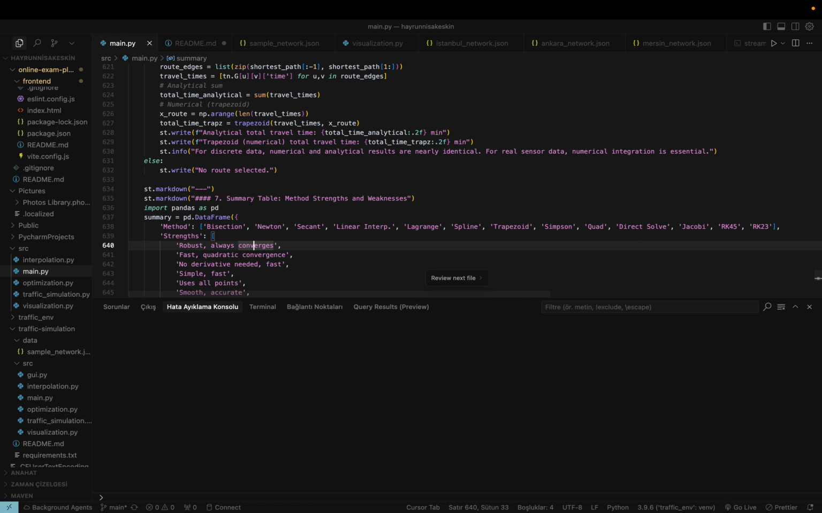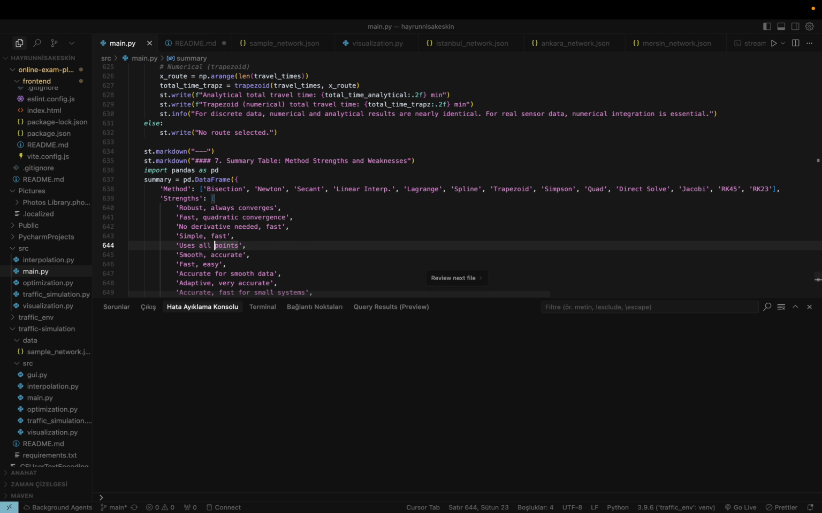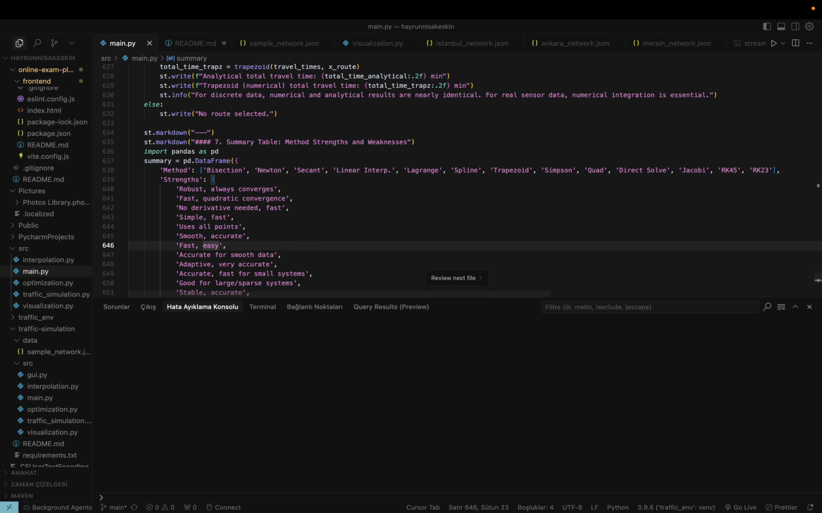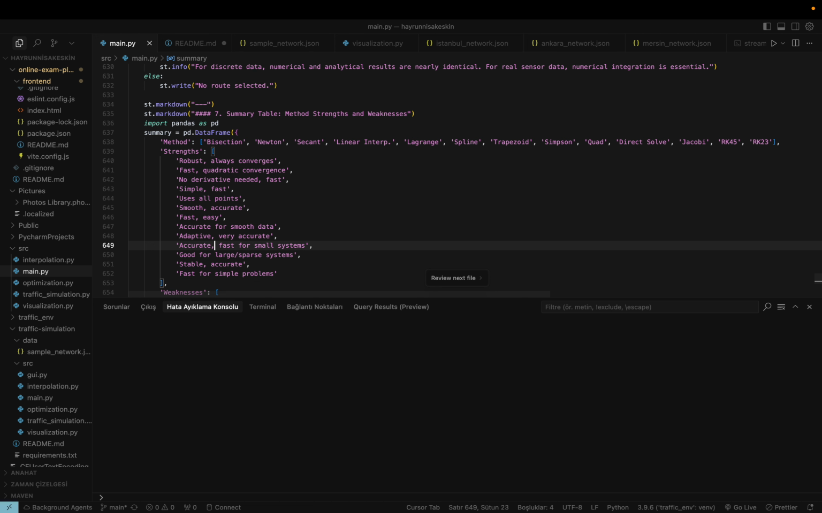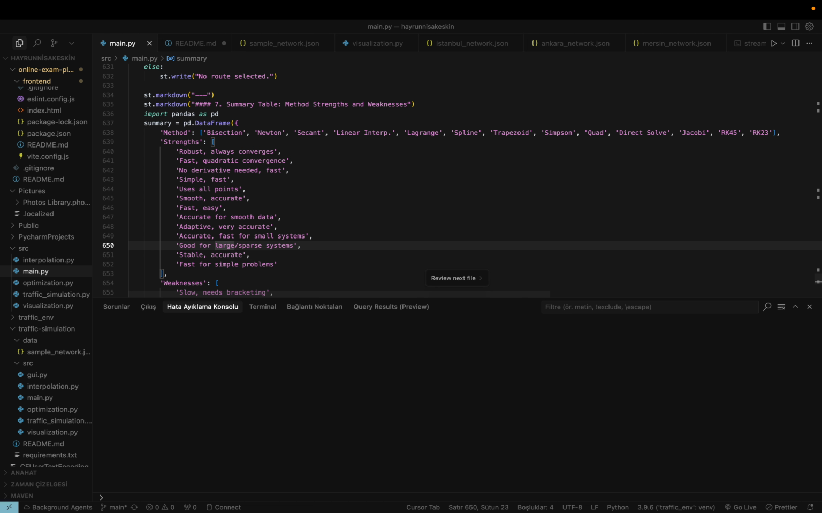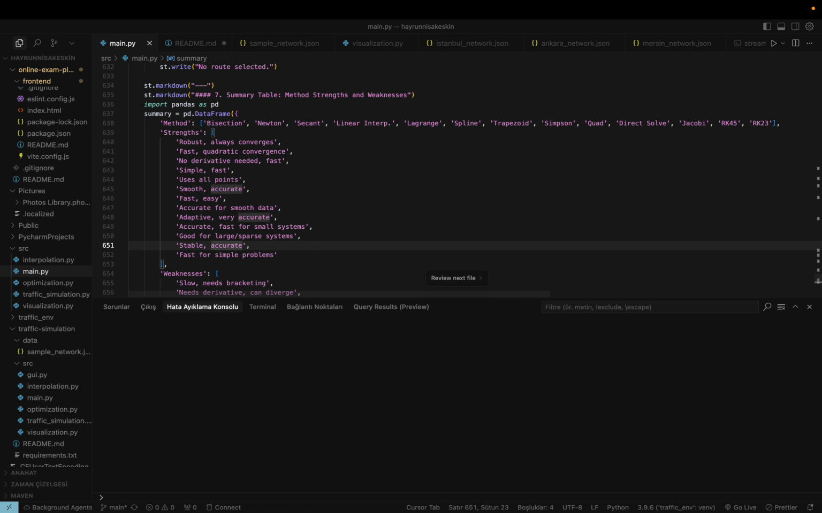And the summary table, method strengths and weaknesses, of these methods: Lagrange, spline, and all of them. Bisection, Newton, secant, linear interpolation, Lagrange and spline, trapezoid and Simpson and quad and direct solve, Jacobi, RK45 and RK23, all of them. Strengths: robust, always converges, fast quadratic convergence, no derivative needed, fast, simple, uses all points, smooth, accurate, fast, easy, accurate for smooth data, adaptive, very accurate, good for large sparse systems, accurate for small systems, and stable, accurate, and fast for simple problems.